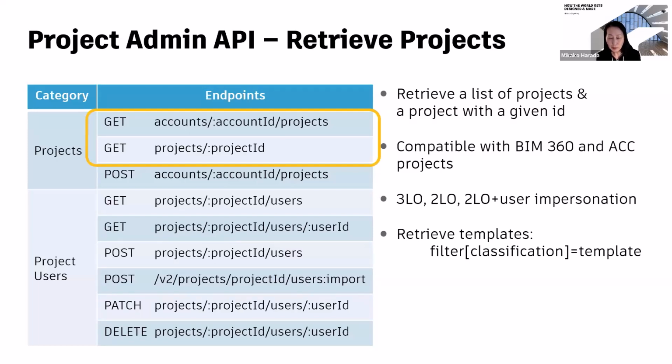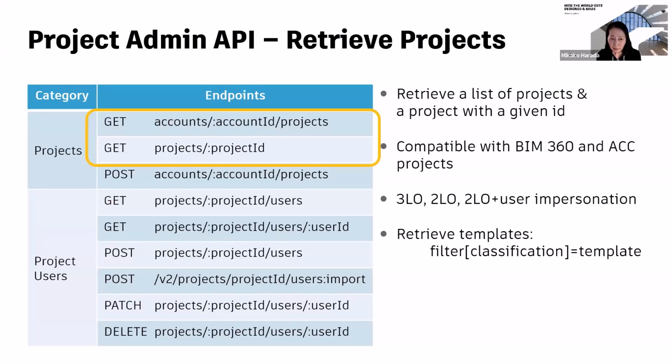And these 2 endpoints are compatible with BIM 360 and ACC projects. So similar to what you usually see when you log into acc.autodesk.com, when you use the endpoint and then get into the product UI, you usually see a mixture of BIM 360 and ACC projects listed. So you can think of that, it's similar to that, but it's specific to accounts.